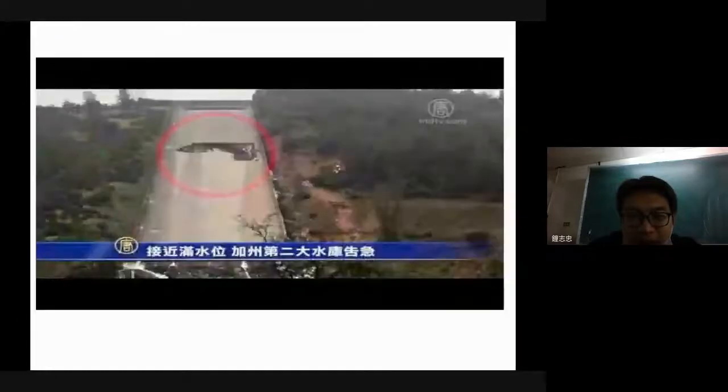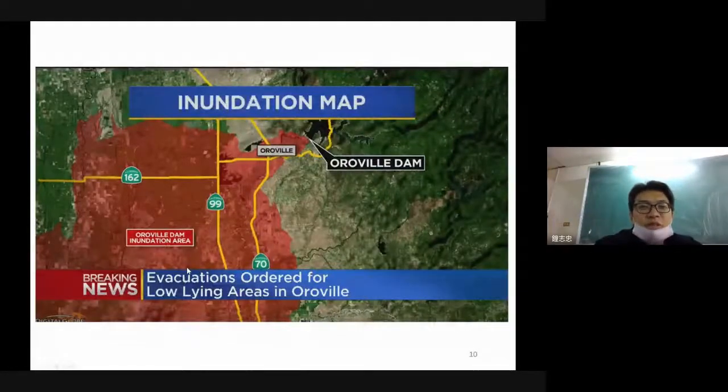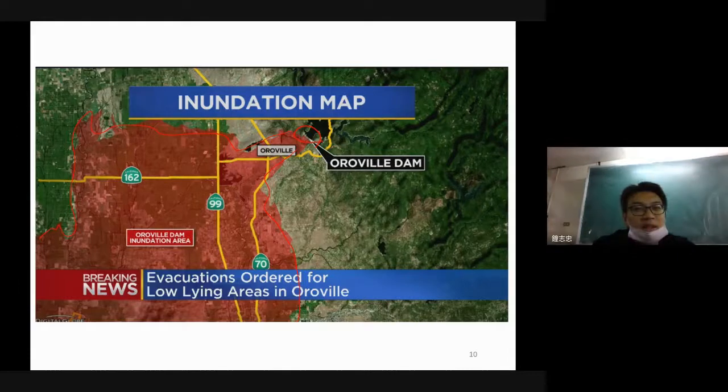Maybe I have some video for you. Okay, and this is the inundation map. This is the dam site, and the red area is the predicted inundation or flooding area. At that time, I think maybe 200,000 people were warned to escape from this area.